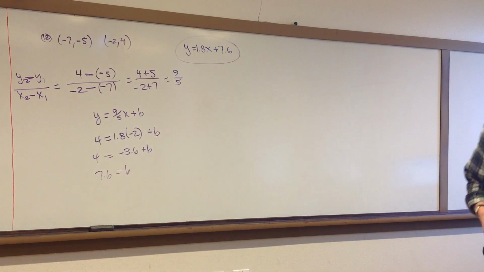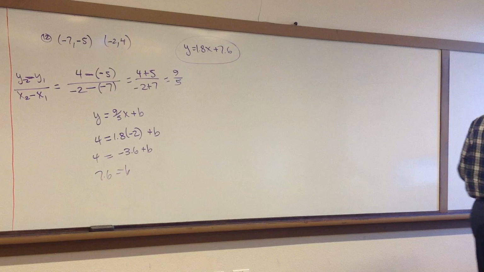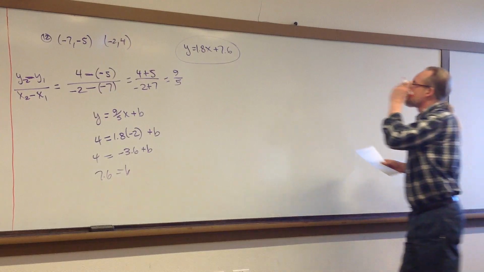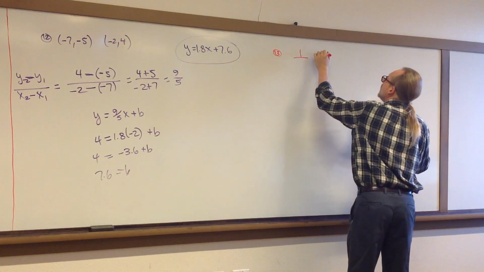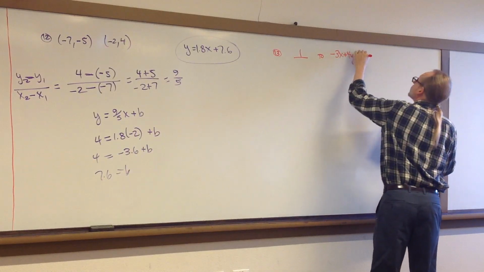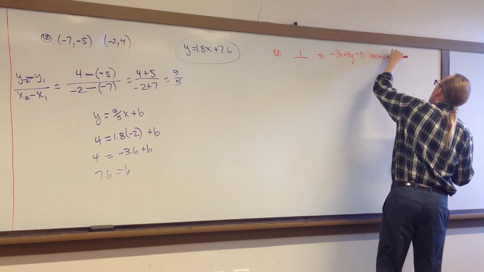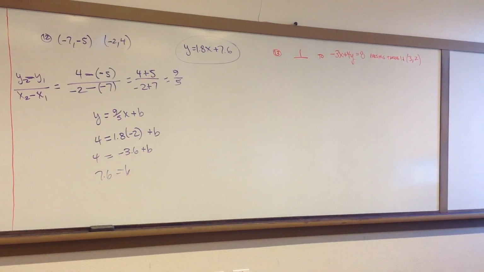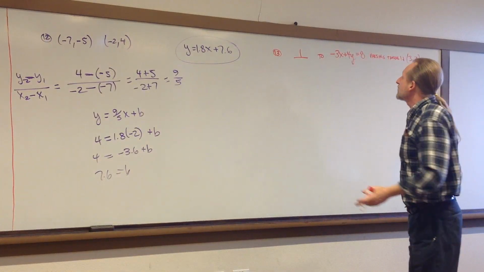Let's take a look at 13. In 13, we want the equation of a line that is perpendicular to another line. All right, so let's take a look at this. Problem 13, we want something that is perpendicular to negative 3x plus 4y equals 8, and it's passing through the point (3, 2). Okay. Well, again, first we want to know the slope. Okay, so what's the slope of this line?